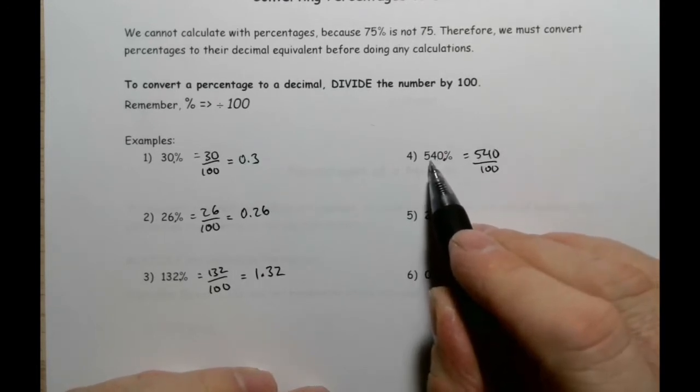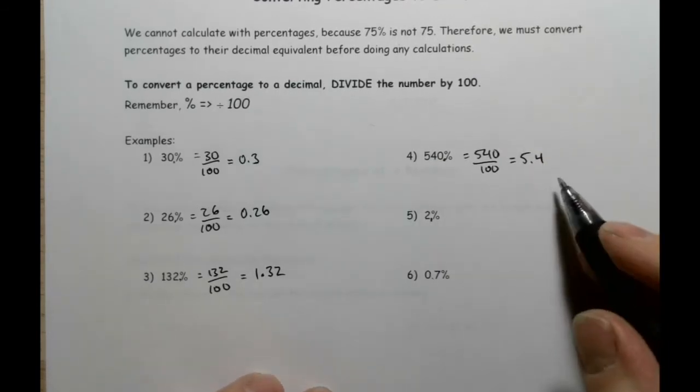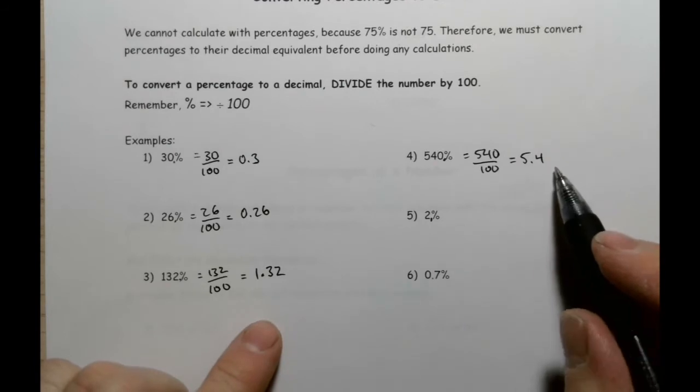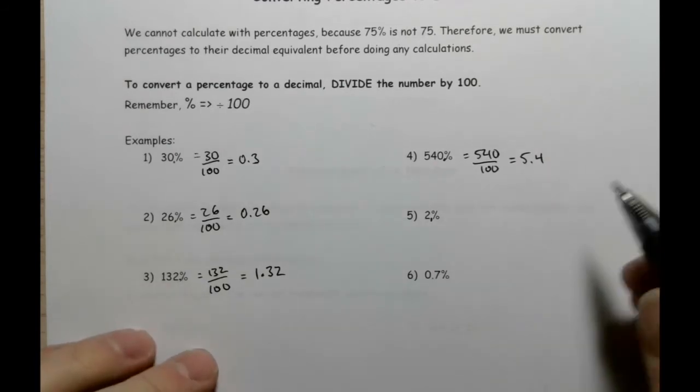Here, 540%, that's 540 divided by 100, but I identified that the decimal was here, and dividing by 100 is going to move that 2 units to the left, which is going to put it between the 5 and the 4. And remember, if I've got a 0 trailing at the end after the decimal, I don't need to write it.